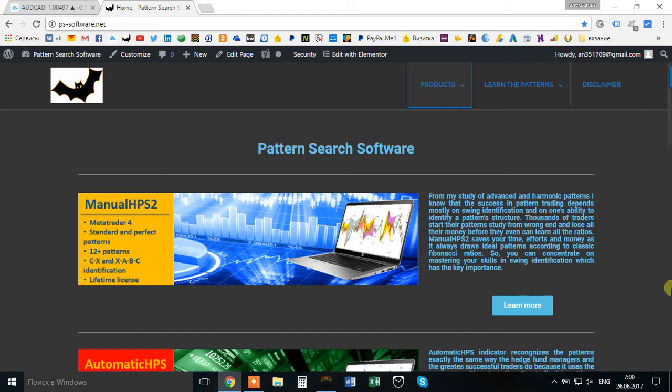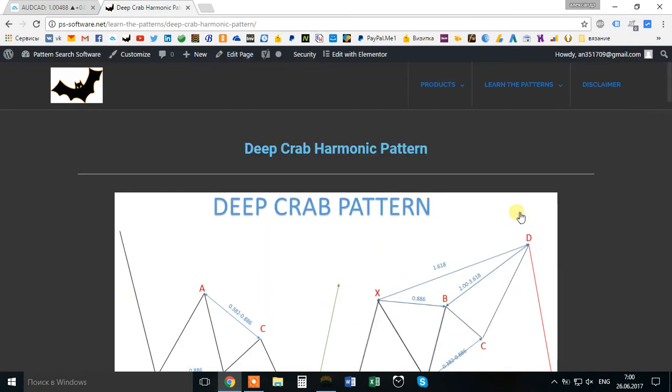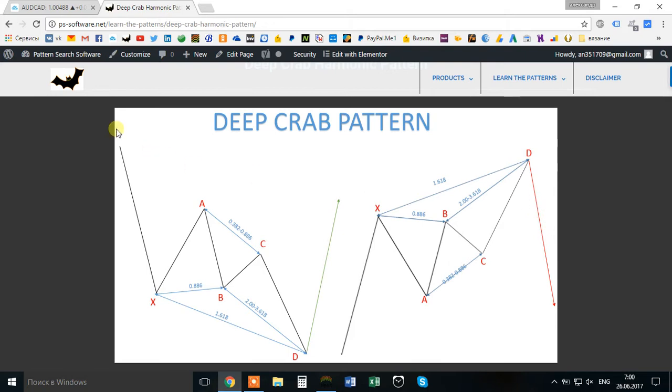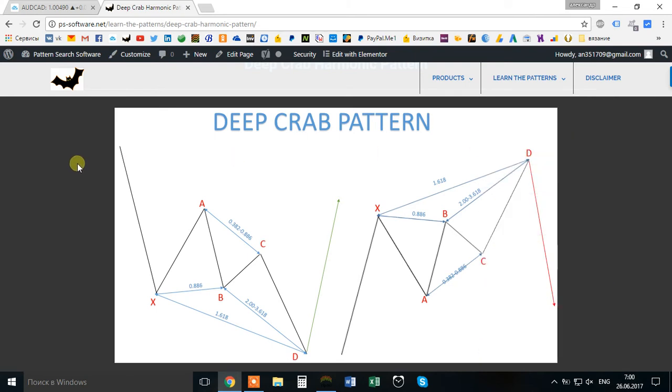Okay, to get the detailed descriptions of these steps, go to my website, click on Learn the Patterns, and choose the pattern you wish. Let's have an example of the deep crab harmonic pattern. What it suggests is actually my trading plan. All these patterns are the patterns that I trade, and this is actually my trading plan. Further on this page you will see how it unfolds.